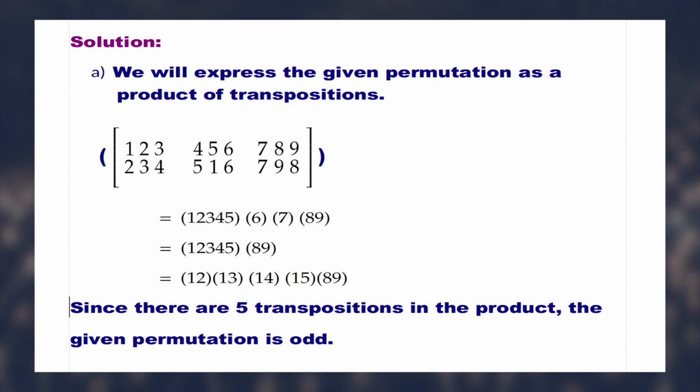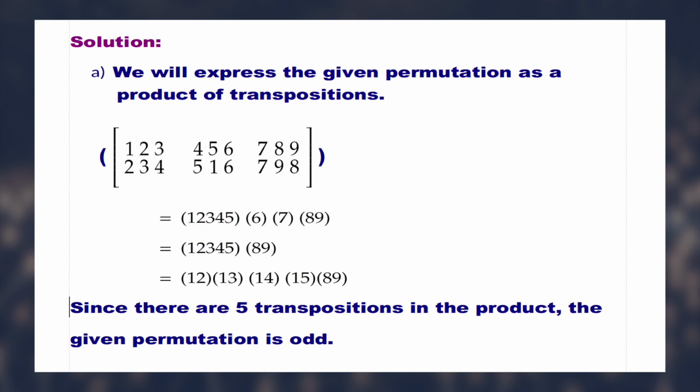Here the 6 goes to 6 itself. This is a cycle of 6. And 7 goes to 7 itself. It's a cycle. And 8 goes to 9, 9 goes to 8. It's a cycle. So, here we will get the answer as the cycle of 1, 2, 3, 4, 5 and the cycle of 8, 9. So, now we have to find it is odd or even.